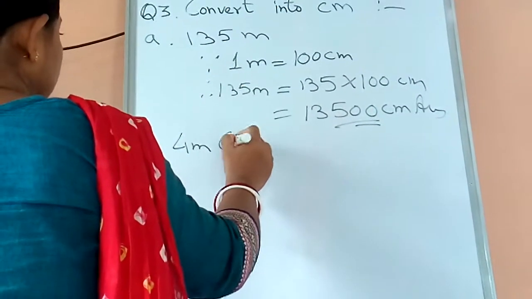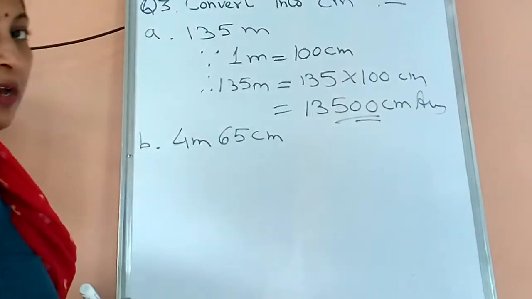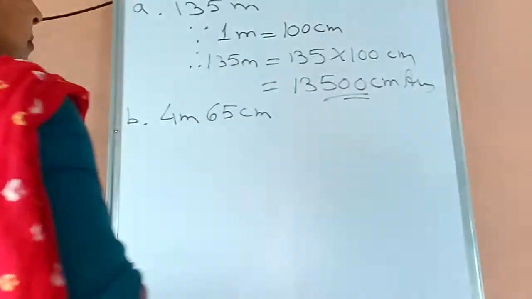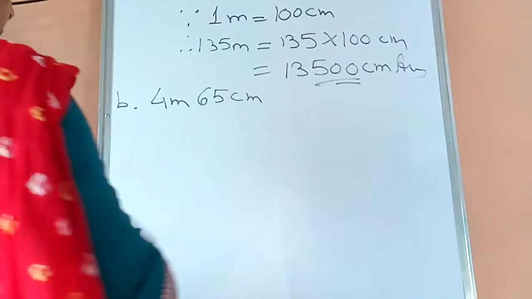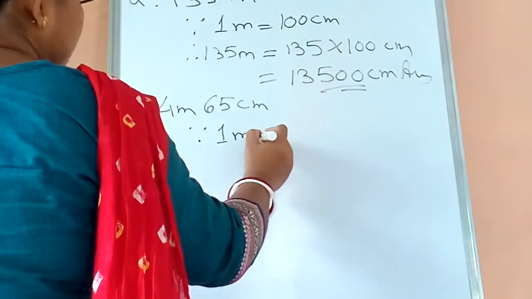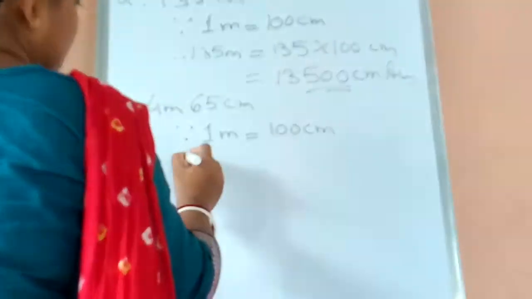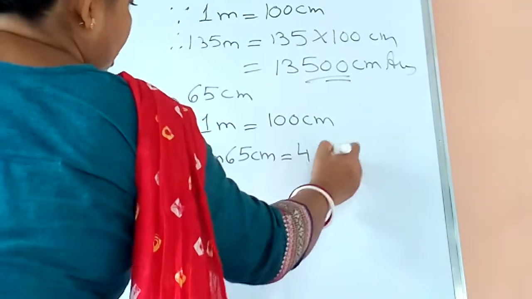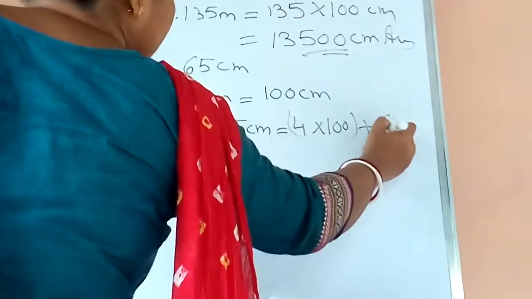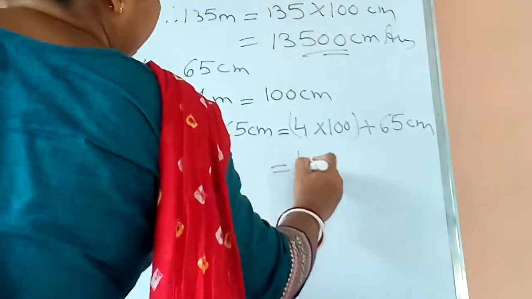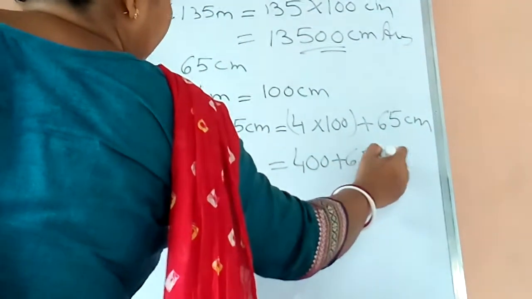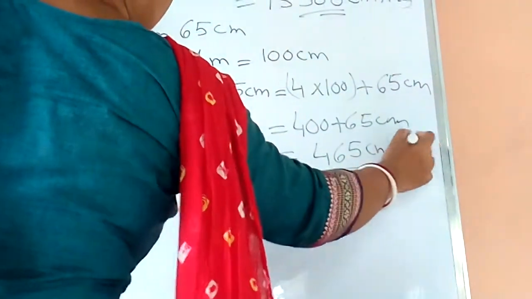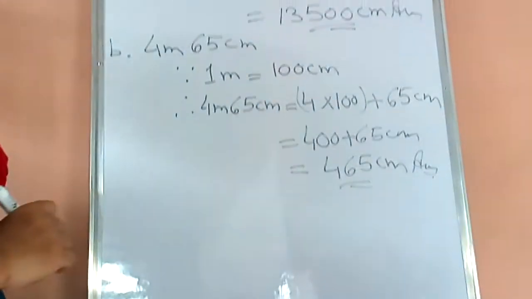Okay. Now part B. 4 meter 65 centimeter. Again two units are involved in the question. So the first, that is the meter, will be changed and this 65 will remain as it is and it will be added. So since 1 meter is equal to 100 centimeter, therefore 4 meter 65 centimeter is equal to 4 into 100 plus 65 centimeter. This will be 400 plus 65 centimeter and the answer is 465 centimeter. Clear? So this is the conversion from meter to centimeter.